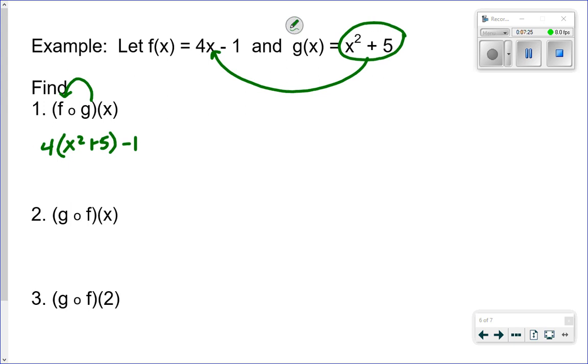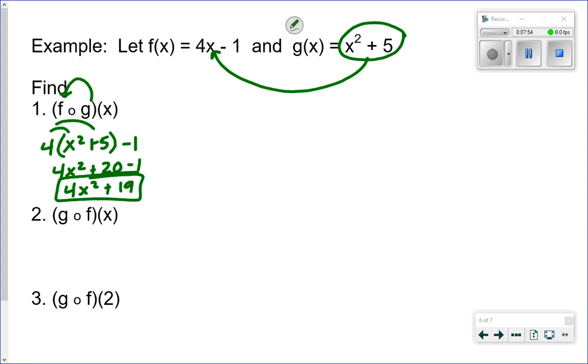Now we would never leave this as our answer because it can be simplified. The 4 on the outside needs to be distributed. 4 times x squared is 4x squared. 4 times 5 is 20. Then we still have something else that can be combined, and that's this. So my final answer is going to be 4x squared plus 19. Double check it's in descending power order. It is, so that one is finished.